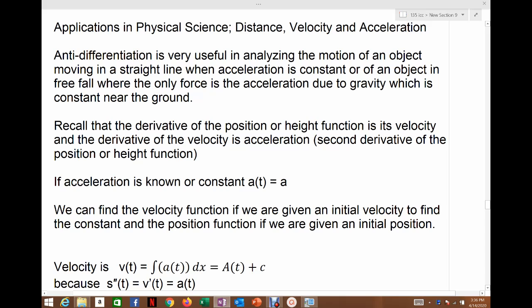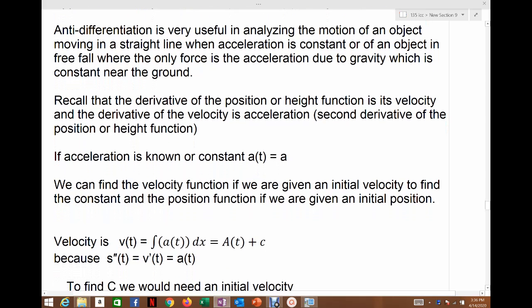Alright, so this is the last section from 4.3 Part 2. This is the fundamental theorem of calculus, specifically looking at applications of physical science which have to do with motion, right? Distance, velocity, and acceleration. Anti-differentiation is used a lot in physics, to analyze the motion of an object when it's moving along a straight path.